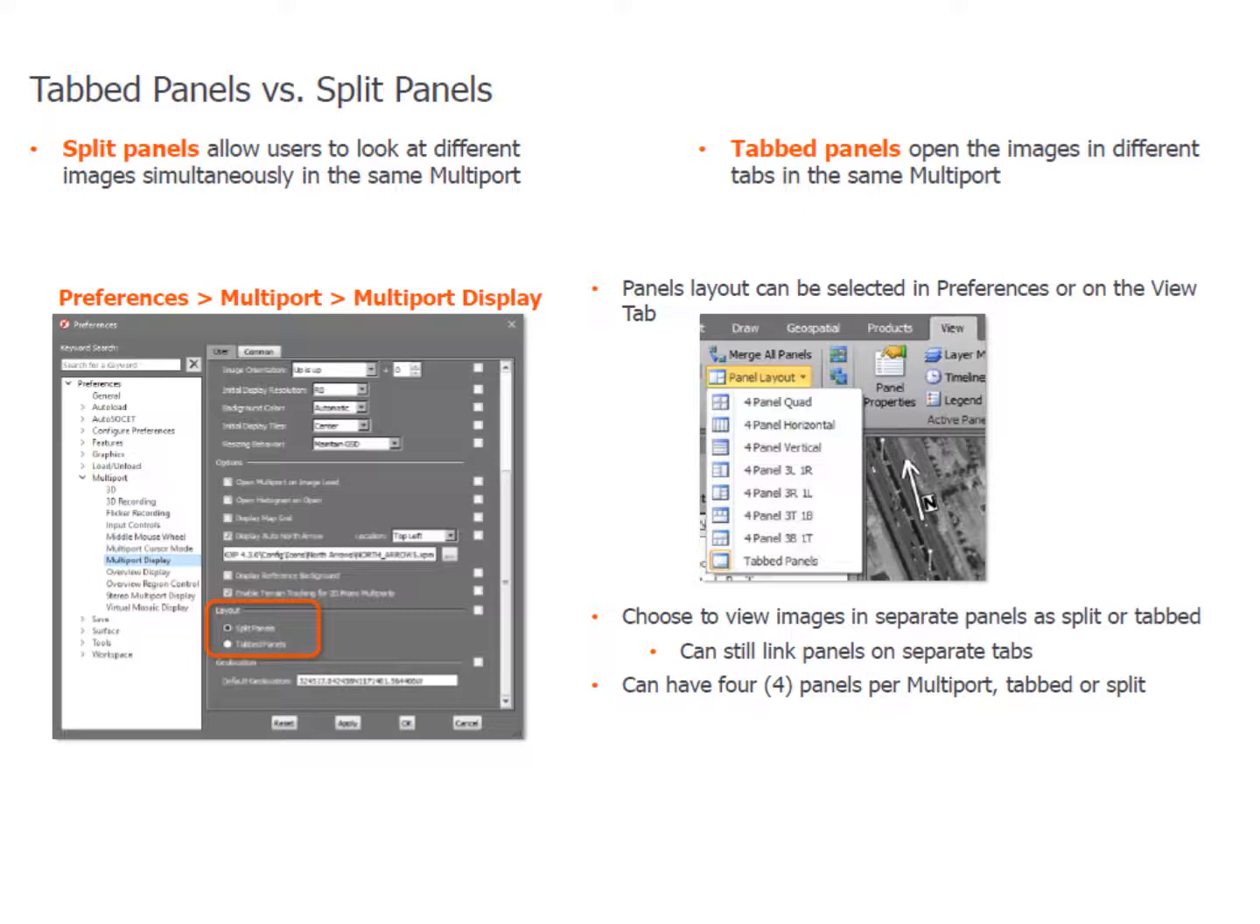We look at tab panels versus split panels. In a split panel, it allows you to look at different images simultaneously. In the tab panel, it opens images in different tabs in the same multi-port. So basically it's like, do you want to look at two things at the same time, or do you want to have multiple things in there but only look at one of them at a time?